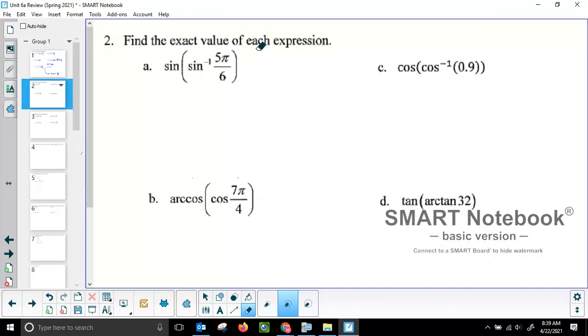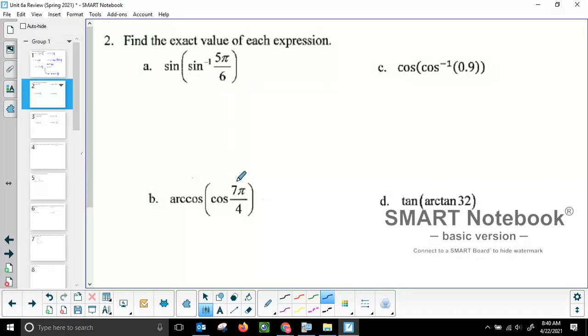Find the exact value of each expression. Now, we just talked about how trig functions and their inverse cancel each other out. But remember, inverse trig functions are weird, because in order to even get an inverse trig function, we had to restrict the domain of the regular function. Those of you that were in class that day, or hopefully the rest of you watched the video, I showed the graphs of them and said, well, this doesn't pass the horizontal line test. So we had to only look at a certain section to force it to pass the horizontal line test. That kind of screwed things up a little bit.